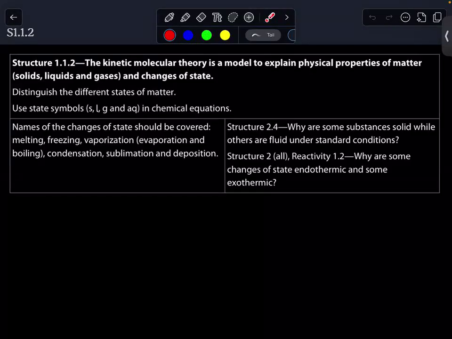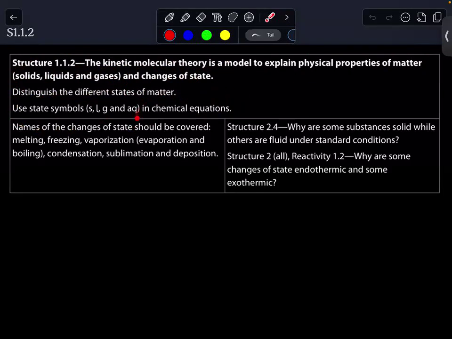We're still on the kinetic molecular theory. We're now on structure 1.1.2. And today we're going to be talking specifically about kinetic molecular theory as how we explain physical properties of matter, the states that they're in, solids, liquids, and gases, and those changes of states. We're going to be able to distinguish between the different states of matter in a variety of different ways. And we're going to be using state symbols, solid, liquid, gas, and aqueous in chemical equations.